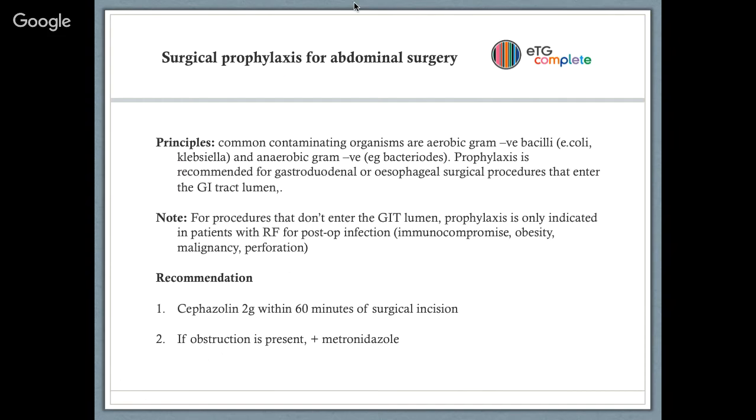And total parenteral nutrition. So patients might be connected to it, often patients with short gut or serious abdominal pathology, and they can't tolerate oral foods.